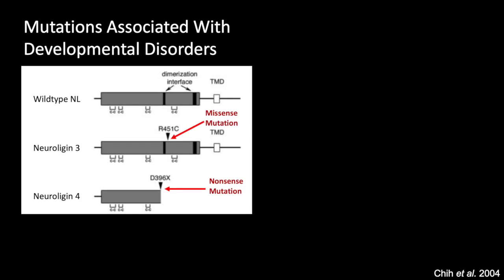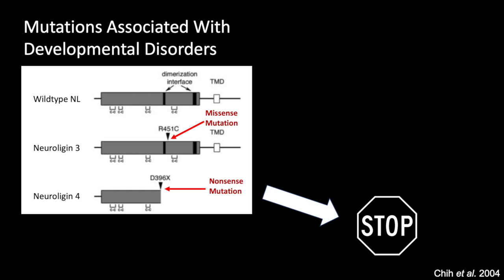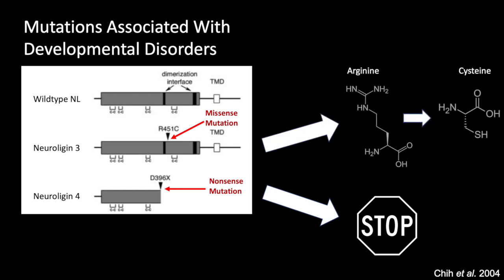Specifically, point mutations in the genes for neuroligin 3 and neuroligin 4 have been linked to abnormal neurodevelopmental and neuropsychiatric outcomes. The 2 mutations that were found were a nonsense mutation in neuroligin 4 and a missense mutation in neuroligin 3, changing arginine to cysteine. As the amino acid sequences for both these proteins are very similar, the effects of these mutations can be compared to the same wild-type sequence.